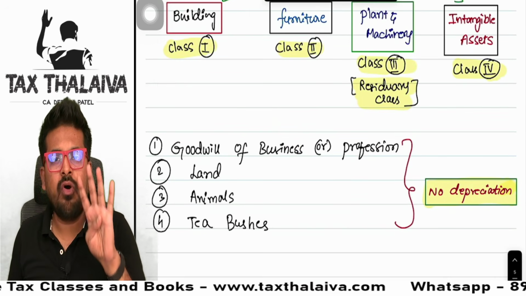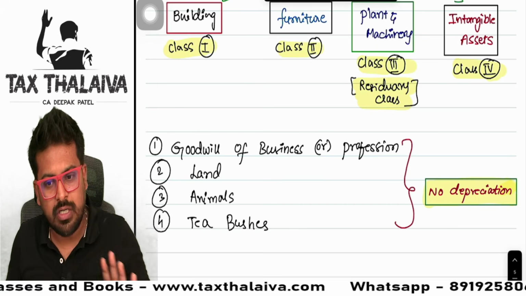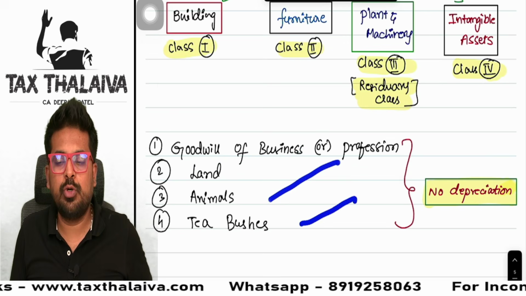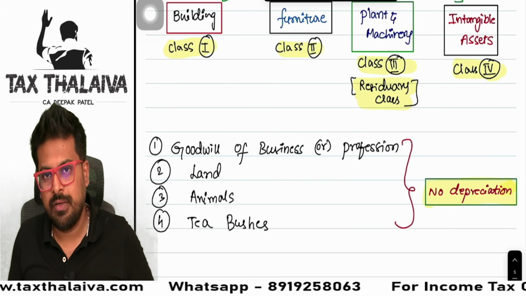Now, there are four assets on which depreciation is not allowed. Goodwill of business or profession, land, animals and tea bushes, you cannot claim depreciation.